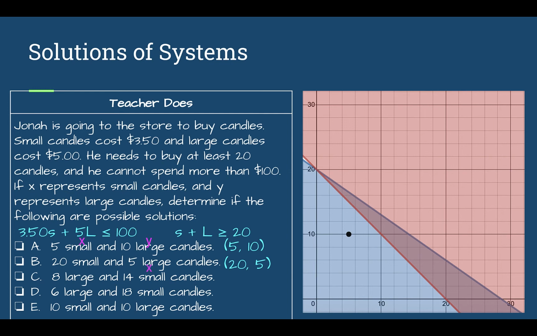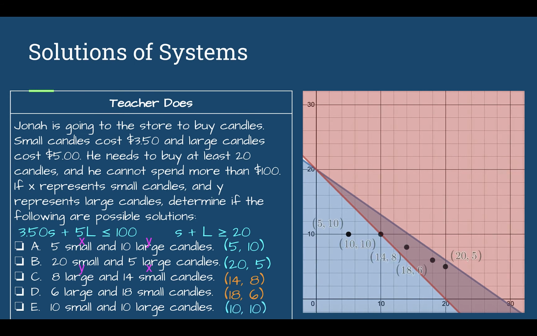X is small. Even though it's listed second in the order, we still need to write it first, and Y is our large. So here we actually need to switch the order of them. So 14 would go first and 8 would go second. Same with D, 6 large and 18 small. We actually need to switch it. So 18, 6. And the last one, we have 10 small, 10 large. It's in the correct XY order, so 10 and 10.